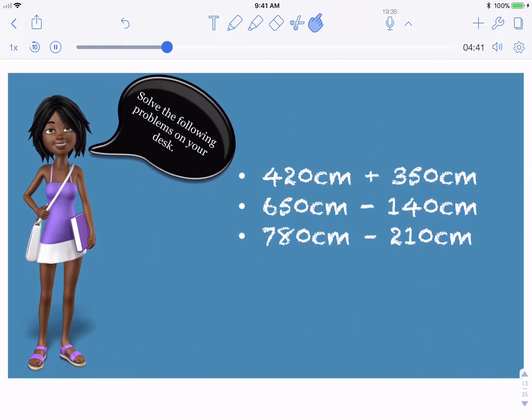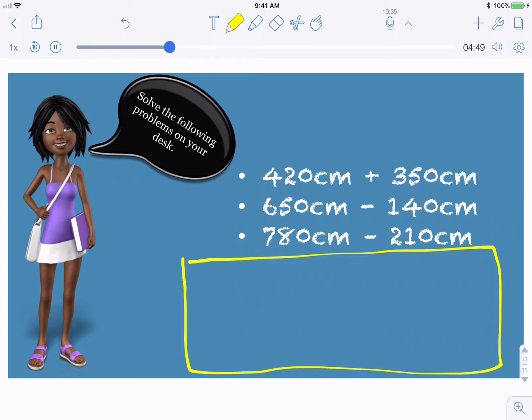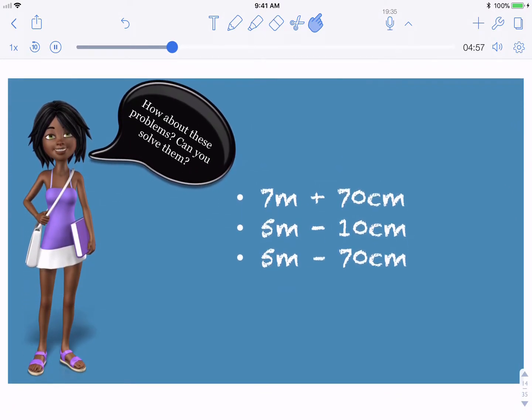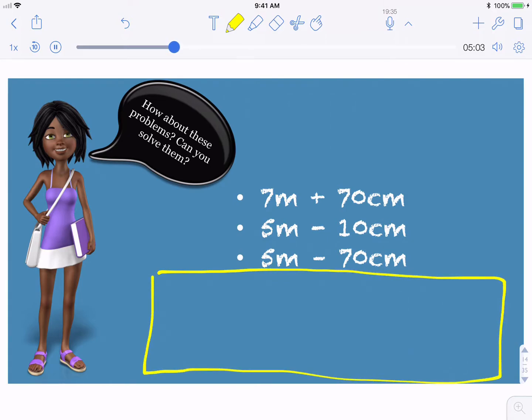Solve the following problems on your desk and then write your answers in the space below so that we can check and see if you did it correctly. Okay, how about these problems? Can you solve them? Do the same thing. Write them on your desk. Put your answers in the space below so that we can check them later.